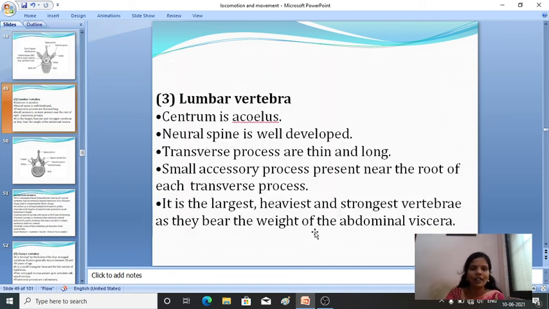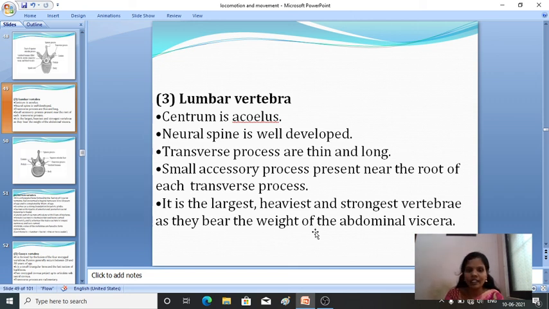Next comes the lumbar vertebrae. In the lumbar vertebrae the centrum is kidney-shaped. The neural spine is well developed, and the transverse processes are thin and long. Then the small accessory process is present near the root of each transverse process.